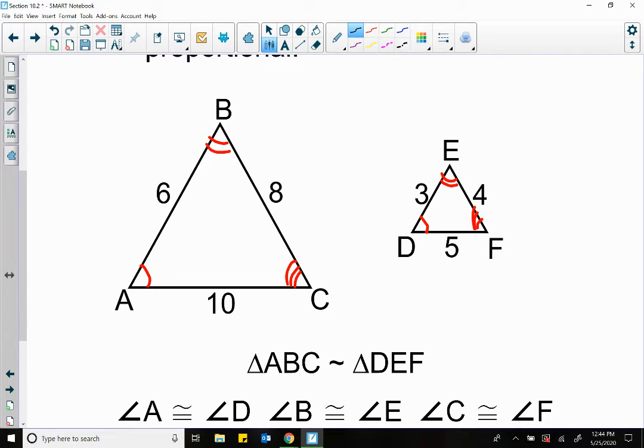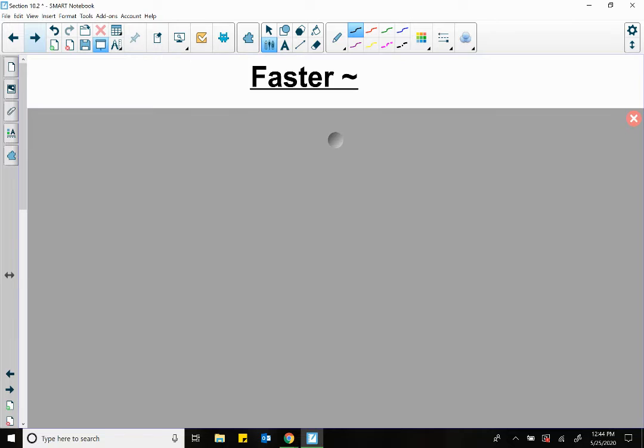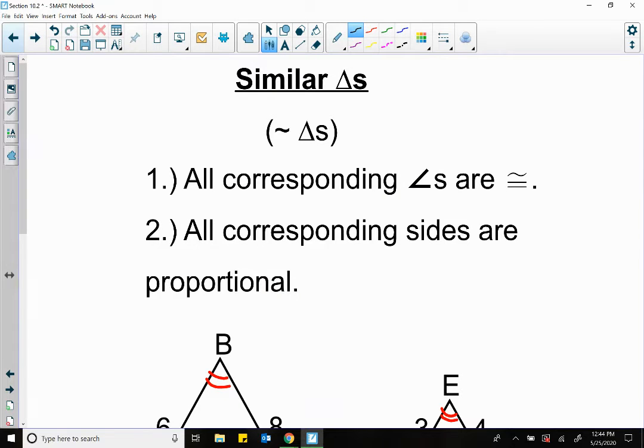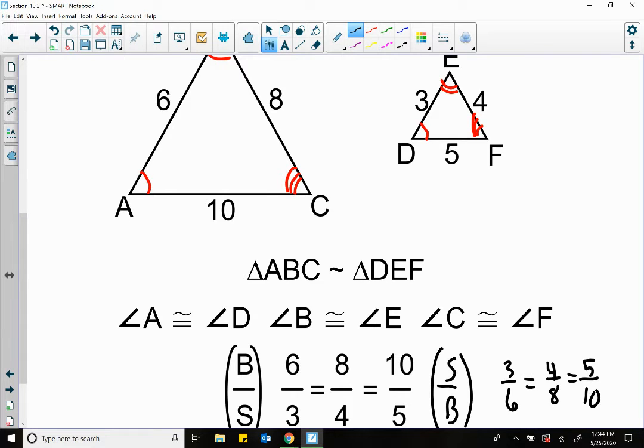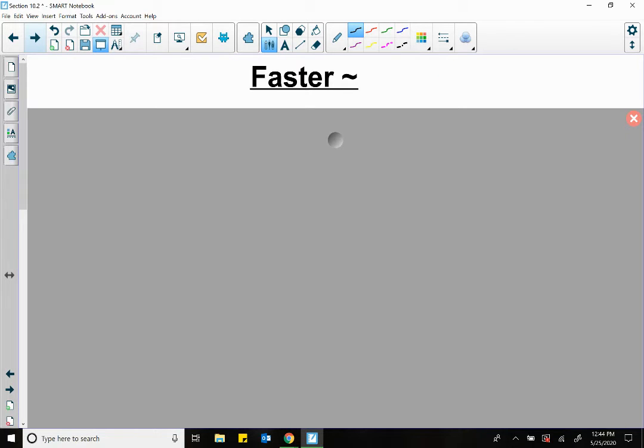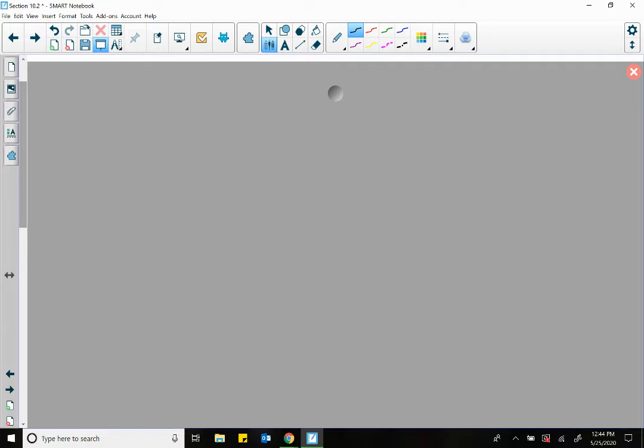All right. So what's going to happen to us in our assignment? Oh, sorry. Let's talk about faster ways of similarity because the definition, while it's great, we don't always get all this information. With the definition, there are like 6 pieces of information you have to verify. You got to make sure that all corresponding angles are congruent, and then you got to make sure all corresponding sides are proportional. But there are faster ways to do this. Let's talk about these faster ways, and I believe I have 3 of them, if memory serves me correct. So, faster ways to similarity.